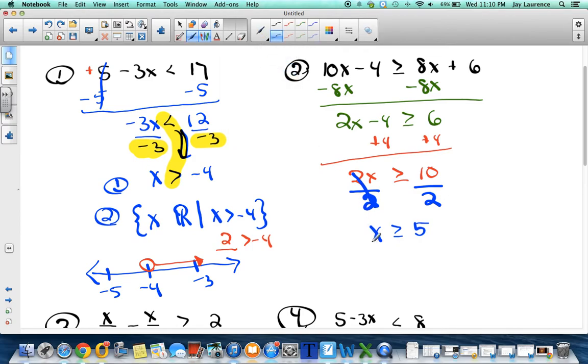right-hand side, we got x is greater than or equal to 5. Oh, I should have done my solution set first before the number line. So I start my brace, and I'm going to get x is any real number such that x is greater than or equal to 5.